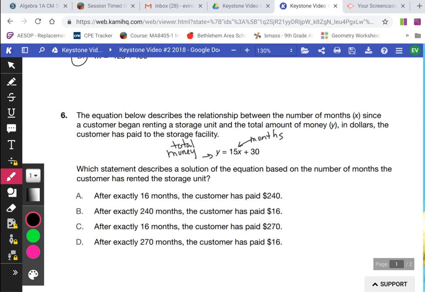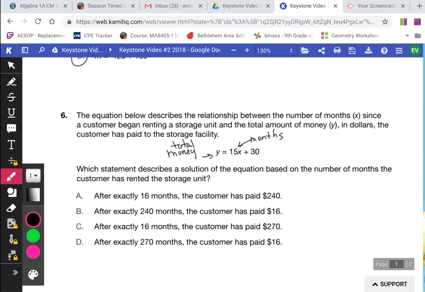So which statement describes a solution of the equation based on the number of months the customer has rented the storage unit? After exactly 16 months, the customer has paid $240. So think logically for this one first. Is the number of months going to be smaller or larger than the total money that they pay? I think usually the number of months is going to be smaller than the total amount of money.